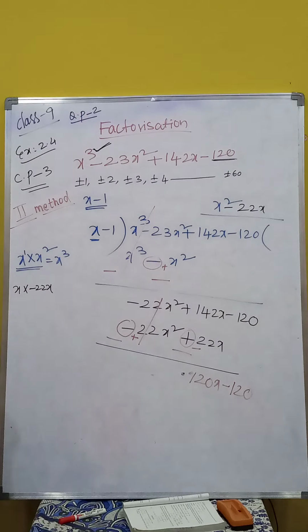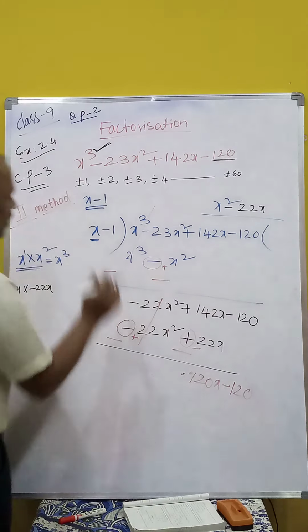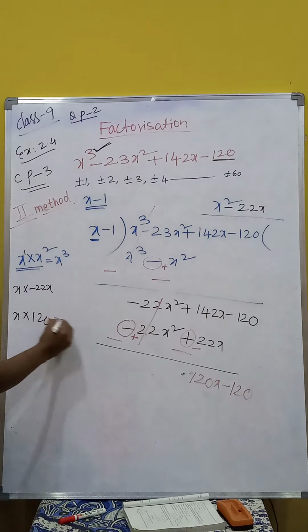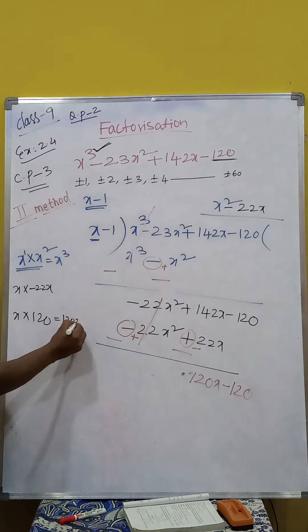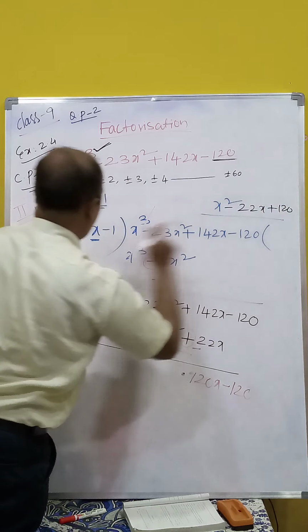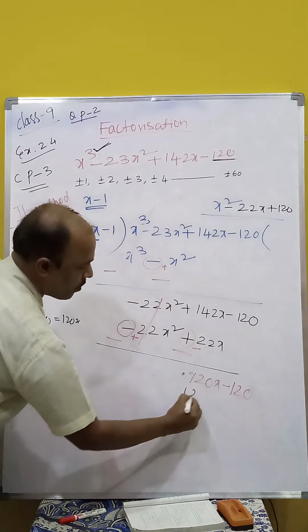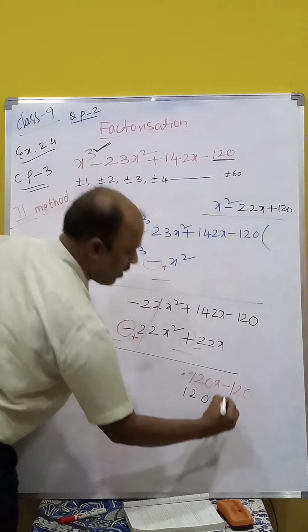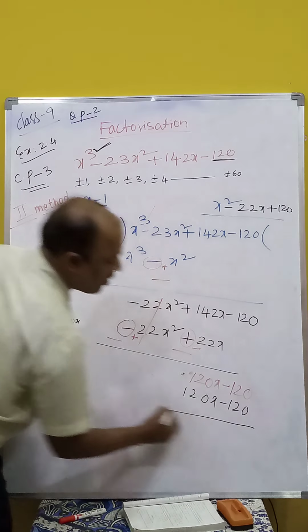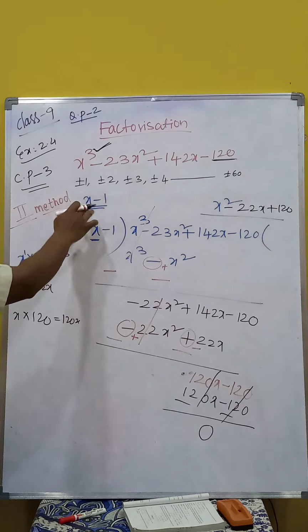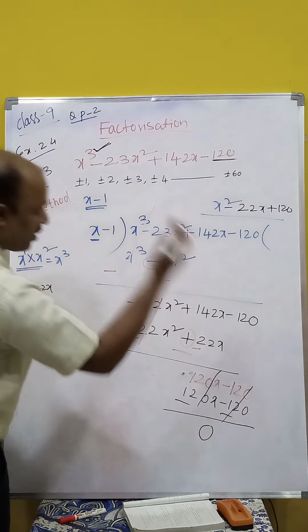Now in the remainder place, what is there again? 120x. Here x into just 120. What is the answer? x into 120 is 120x. And the second term, minus 1 into 120, is minus 120. Children, observe both are the same now. We can cancel completely. The remainder is 0. We know x minus 1 is a factor, so automatically we will get remainder 0.